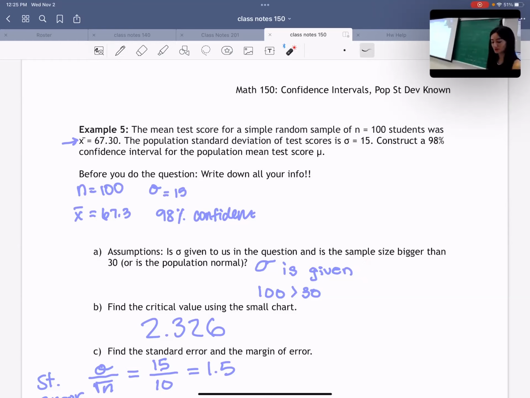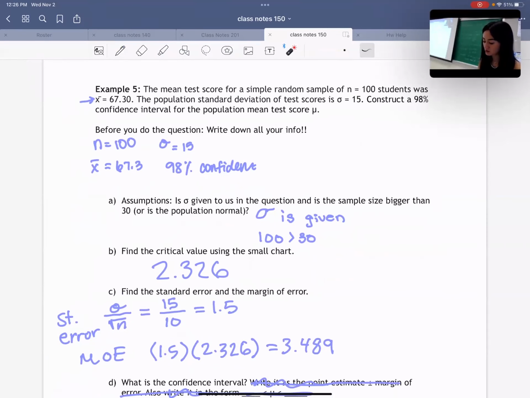Perfect. So satisfies the assumptions. All right, going on. I asked Ara to write the critical value, which she found using the chart. Not much to explain there. And because of that, I also asked you to write up the standard error and the margin of error. Do you want to kind of take us through that?